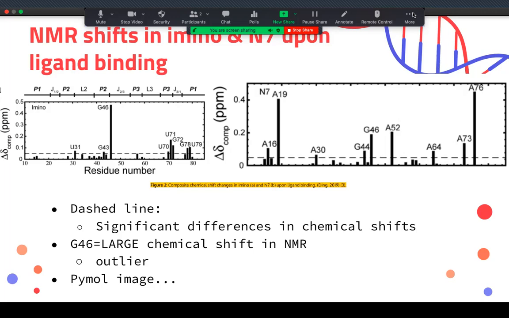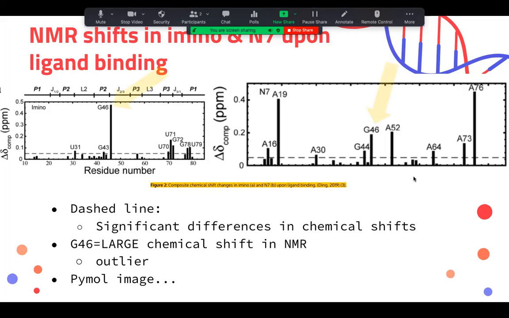And you're able to see that in both of these graphs, G46 is the outlier because it has a large chemical shift in NMR before and after ligand binding. And you guys will see our PyMOL image on the next slide.